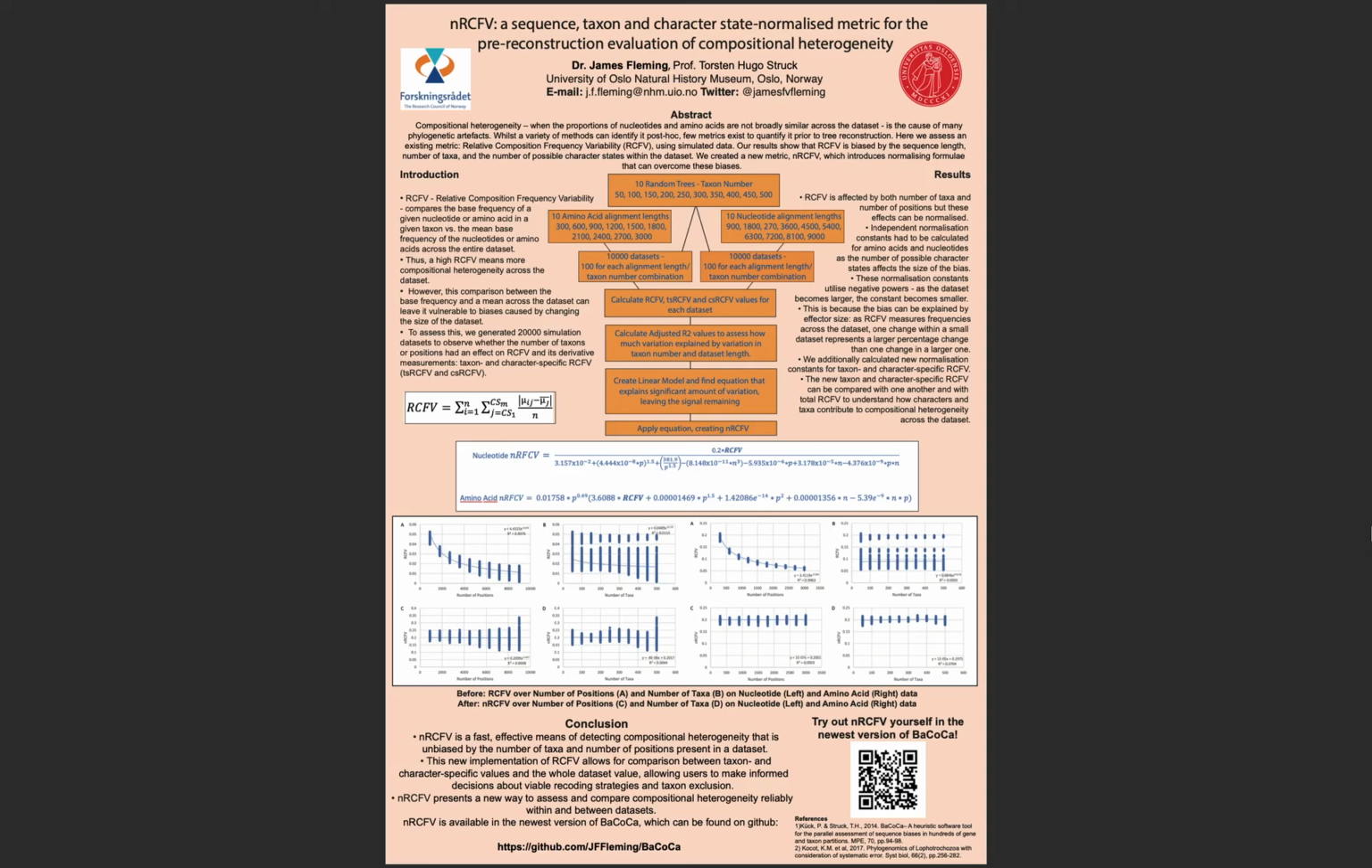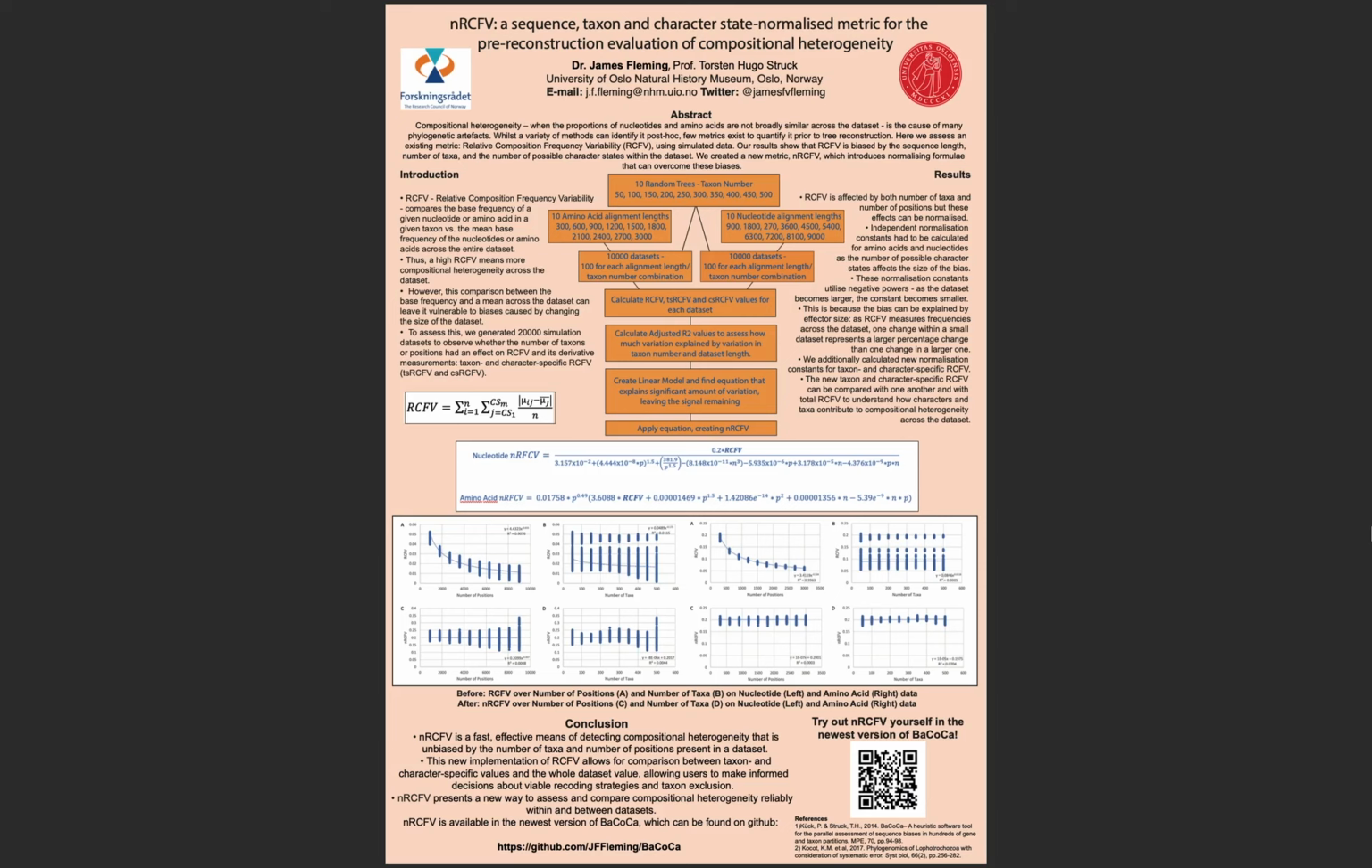RCFV has been used over the past 8 years as a measure of compositional heterogeneity in a number of different pernicious phylogenetic problems, including, but not limited to, the Lophotrochozoa problem, the Cnidaria ctenophora first problem, and the evolution of orb weaving within the spiders.